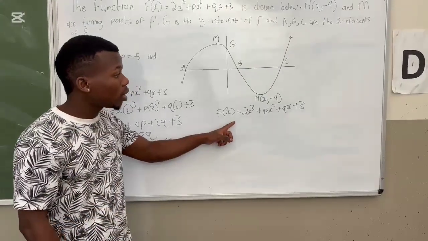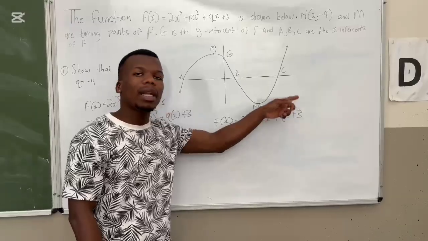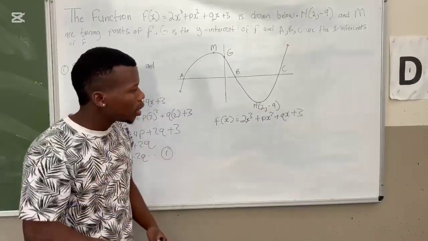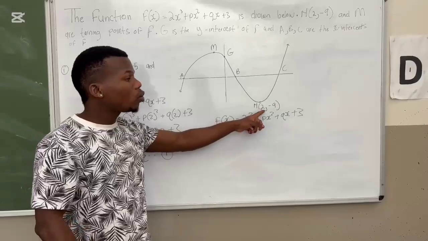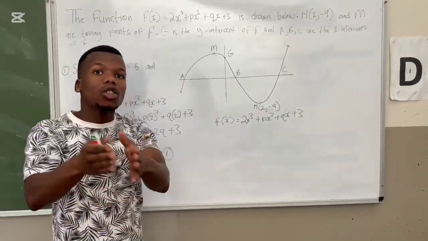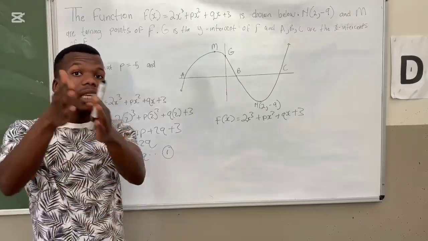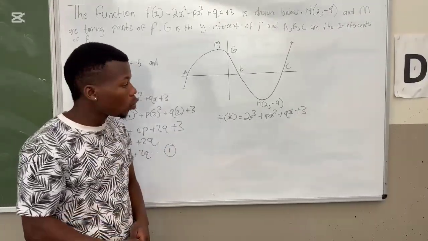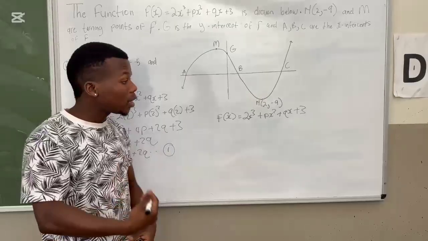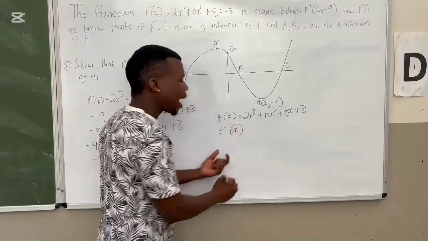Remember my f of x is equal to 2x cubed plus px squared plus qx plus 3. Now, what we said is that N is our turning point, meaning that in order for them to get the 2, which is the x coordinate of the turning point, they did the first derivative, equated to 0 and solved for x. We are going to reverse the process. What I need to do is find my first derivative, which is f prime of x.